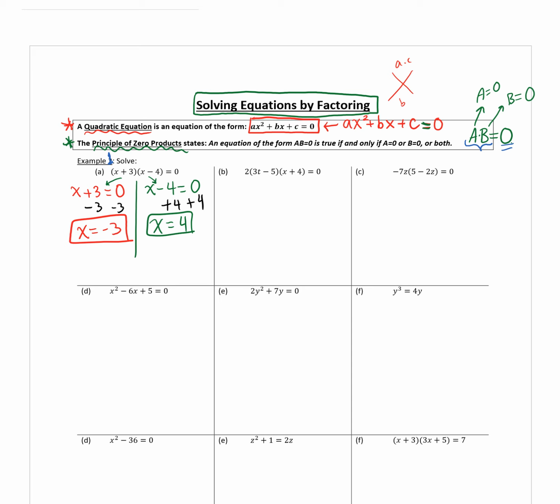So there are two solutions. Your solution is going to contain two parts to it. It's going to be x equals negative 3 and x equals 4. So both are solutions.